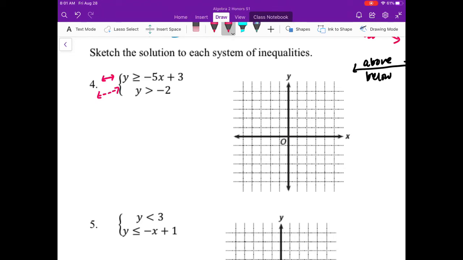So I'm going to start at 3, and I'm going to go down 5, and to the right 1. And I'm going to connect with a solid line. Since the symbol is greater than or equal to, I'm going to shade above this line. For right now, you just want to do a light shading.